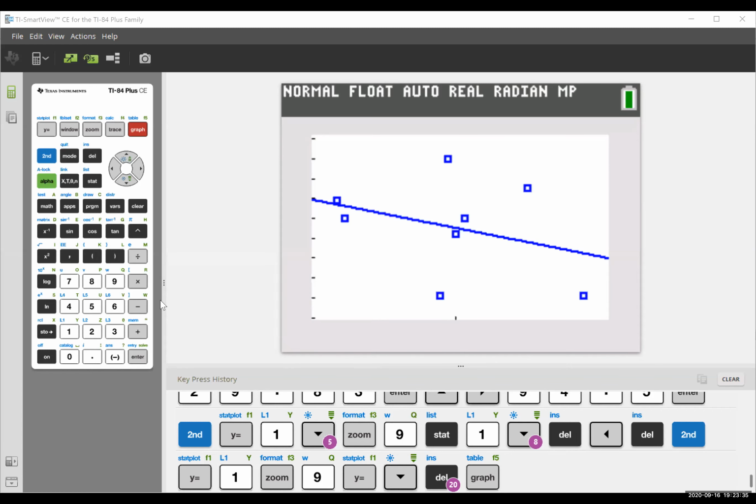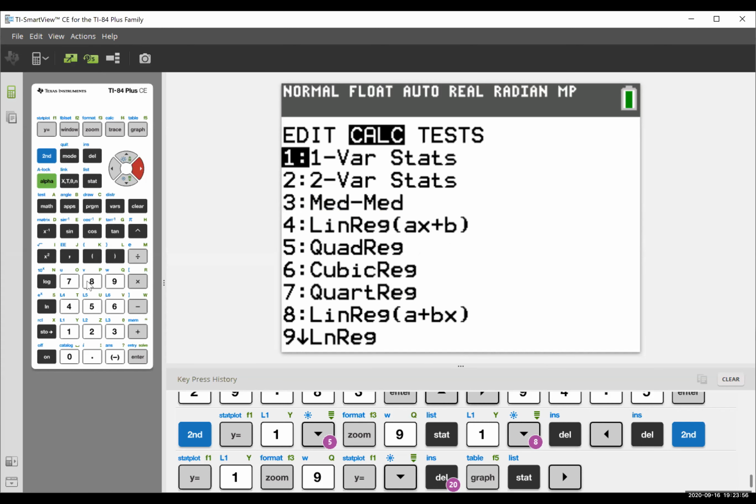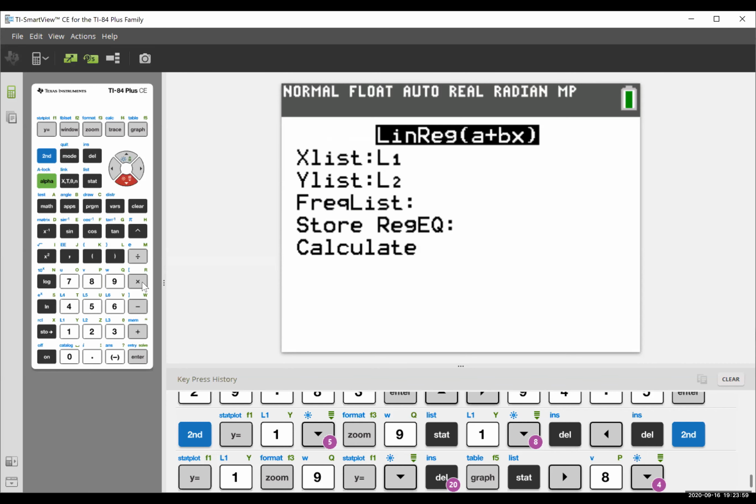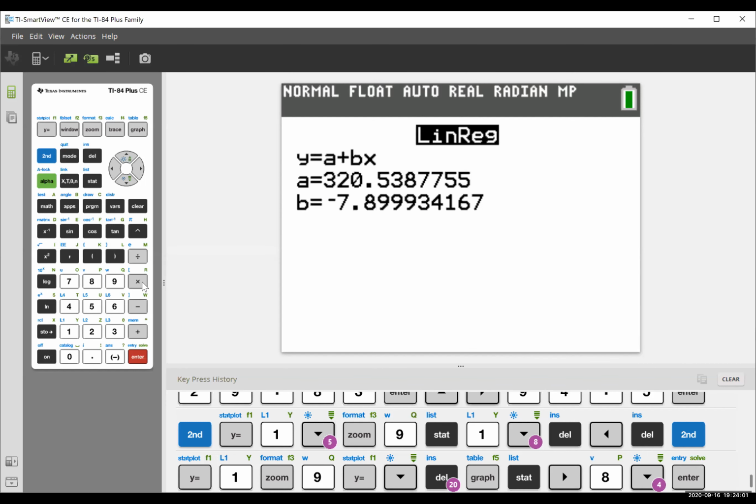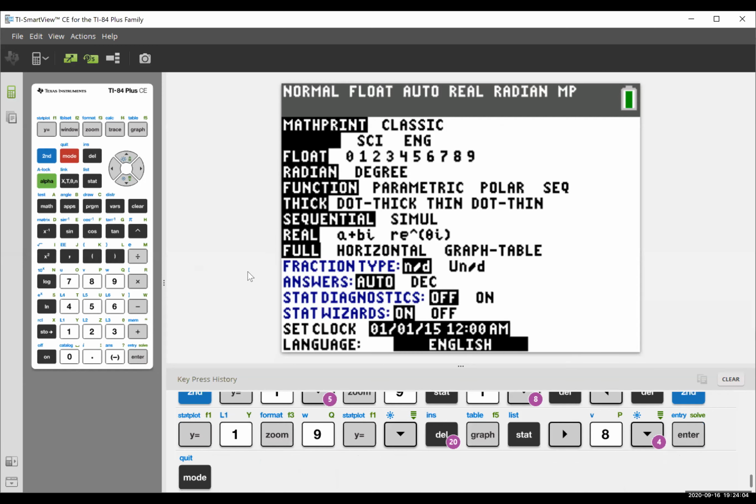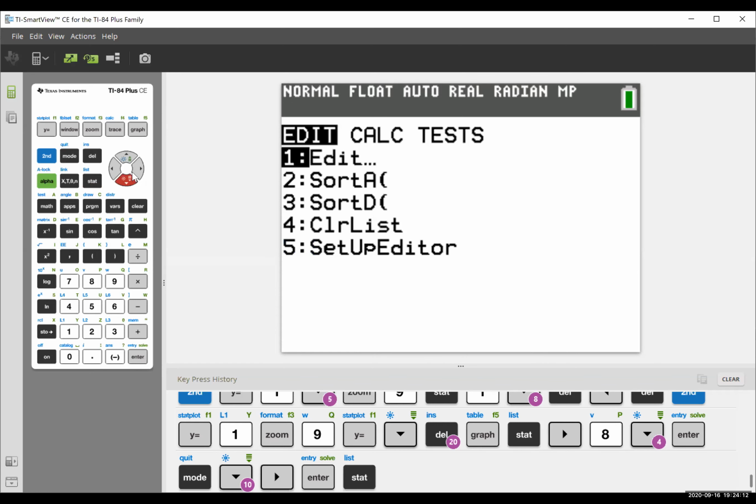All right, and we have one more question about this problem. What is the coefficient of determination of this new one? How do we do that again? Coefficient of determination. So stat calc 8. And if you don't see R and R squared, remember you need to go to your mode, stat diagnostics on. So turn it on and then go back, stat calc 8.